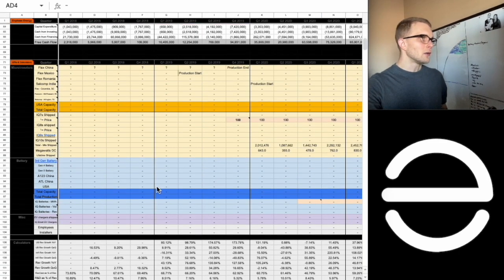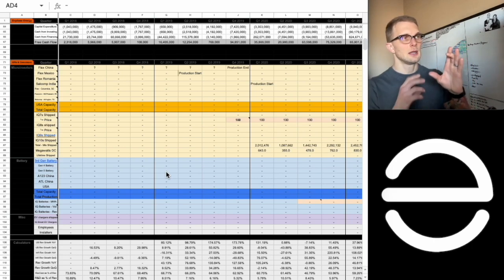The next section that got an overhaul was the key performance indicator section. You can see it's color coded. Yellow is for the microinverters, blue is for battery, purple is for EV chargers, and white is miscellaneous. The way this is organized, up top is the capacity, the production, and then what is actually shipped. So it's what their potential is, and then trickles down into what's actually being executed.